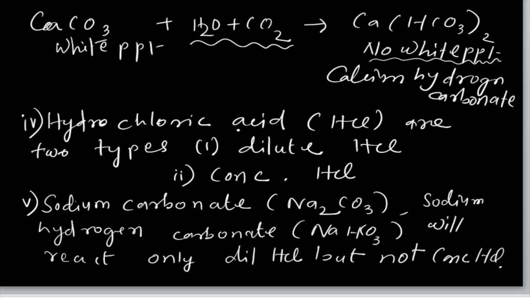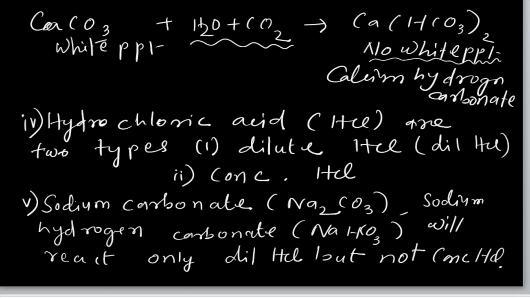Hydrochloric acid is of two types. When I want to write dilute HCl, you can also write it shortly as dil HCl. If you want to write concentrated hydrochloric acid, that means the water amount is less. So there are two types of acid: one is dilute, where water is more, and one is concentrated, where water is less.